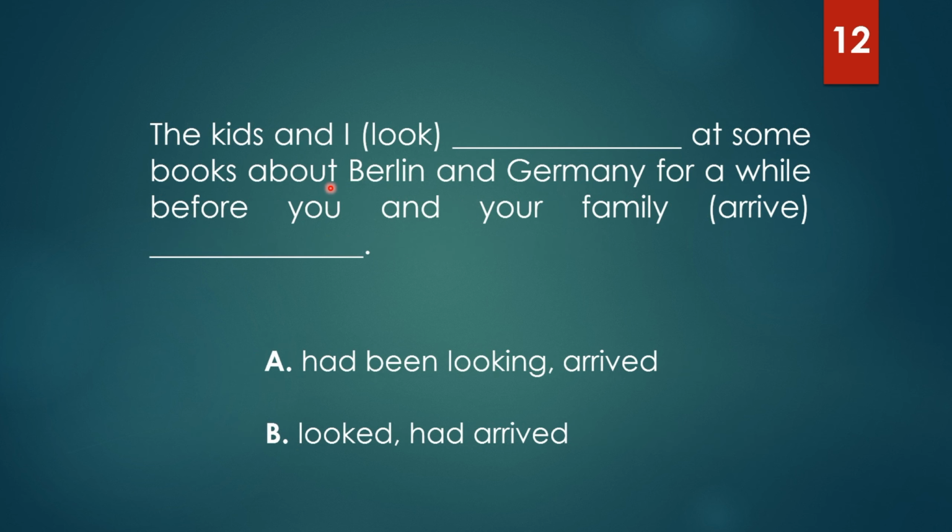Twelve, the kids and I had some books about Berlin and Germany for a while before you and your family arrived. Well, before a moment in the past, one action was in progress. Well, that is the exact definition of past perfect progressive. Kids and I had been looking at some books before you and your family arrived.